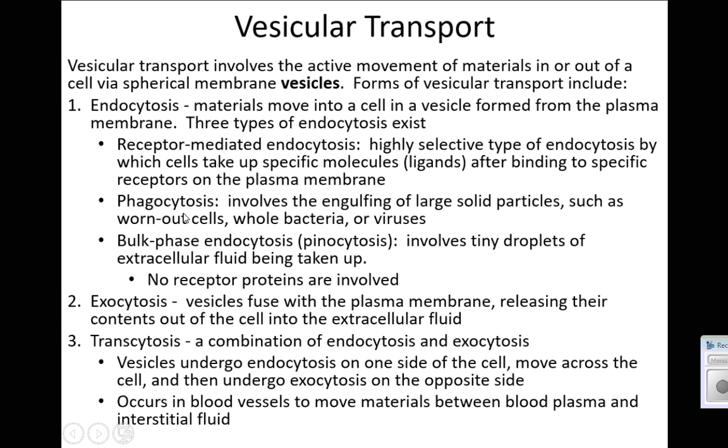There are several forms of endo. The ones that we talk about the most, or the one that we talk about the most, is phagocytosis.